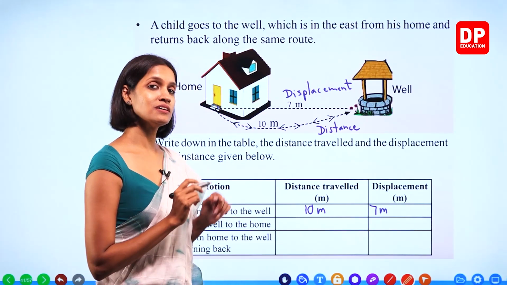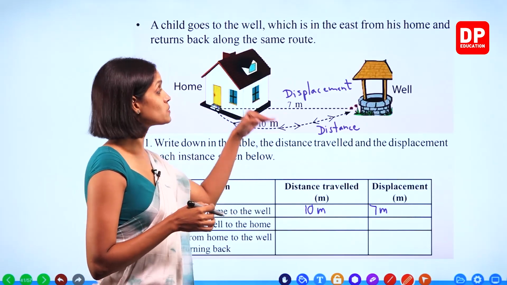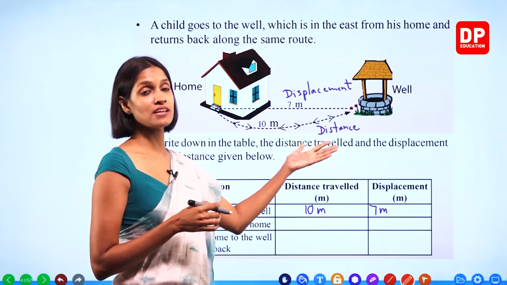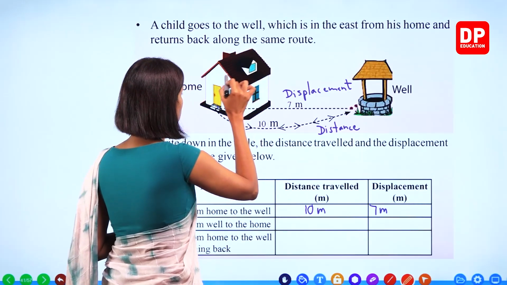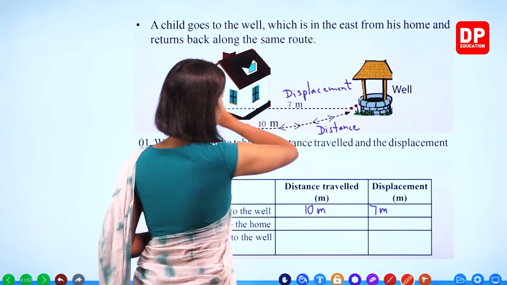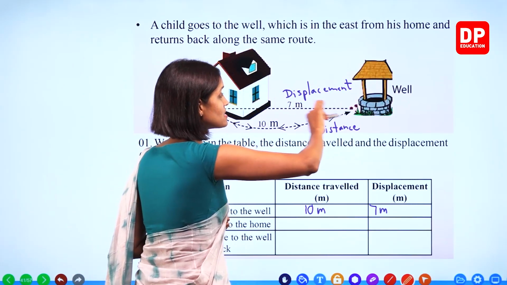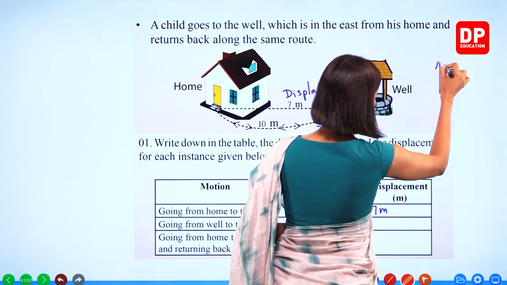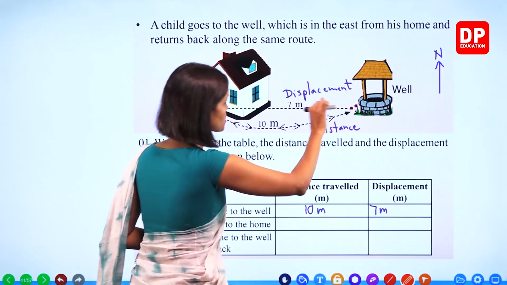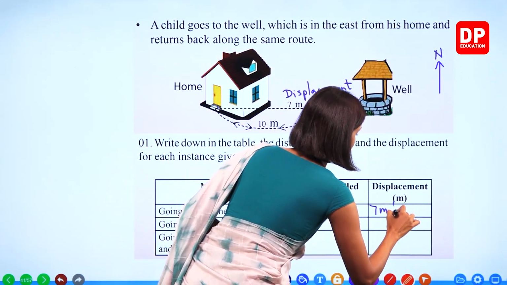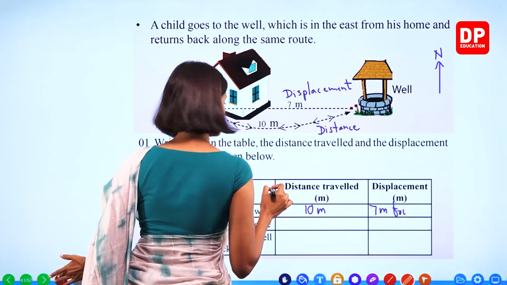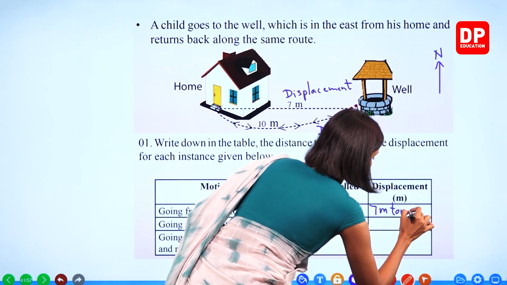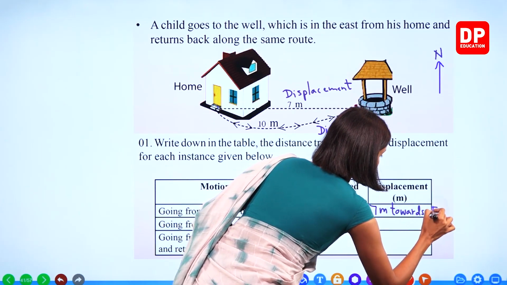Now is it correct? It's not completely correct because displacement has a definite direction. You always have to mention the direction too. So when the boy goes from home to well, he moves in this direction. If you consider this direction as north, what is this direction? That is east. So we will write towards east.